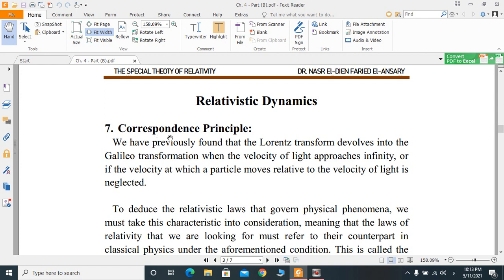Section 7: Correspondence Principle. We have found that the Lorentz transformation devolves into the Galileo transformation when the velocity of light approaches or tends to infinity, or if the velocity v of a moving particle is much less than c, the velocity of light.